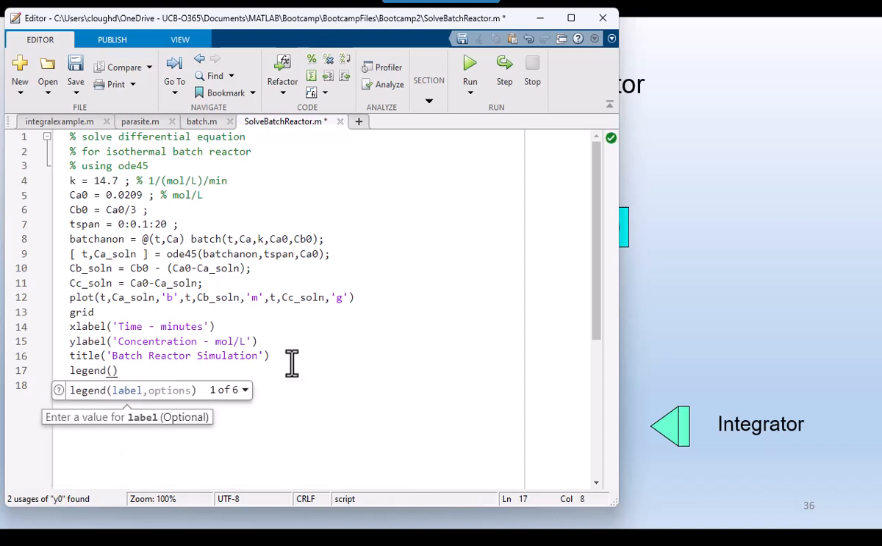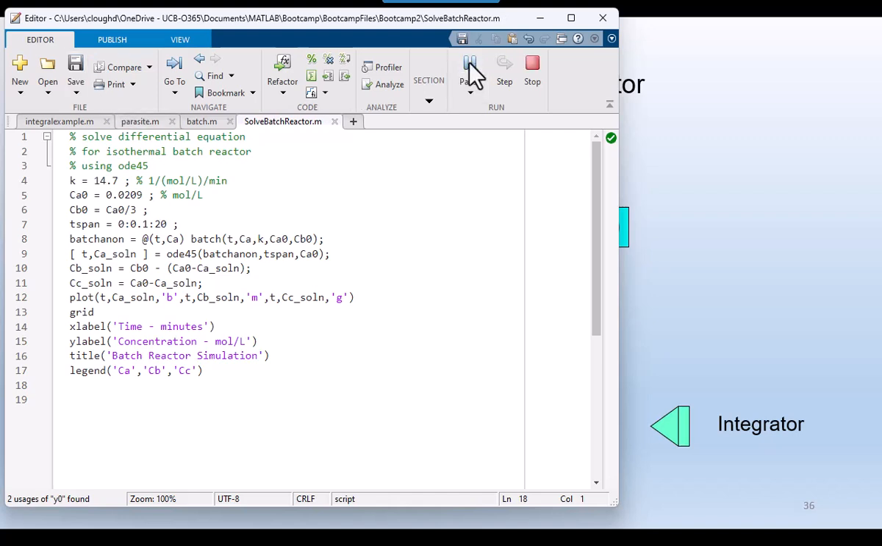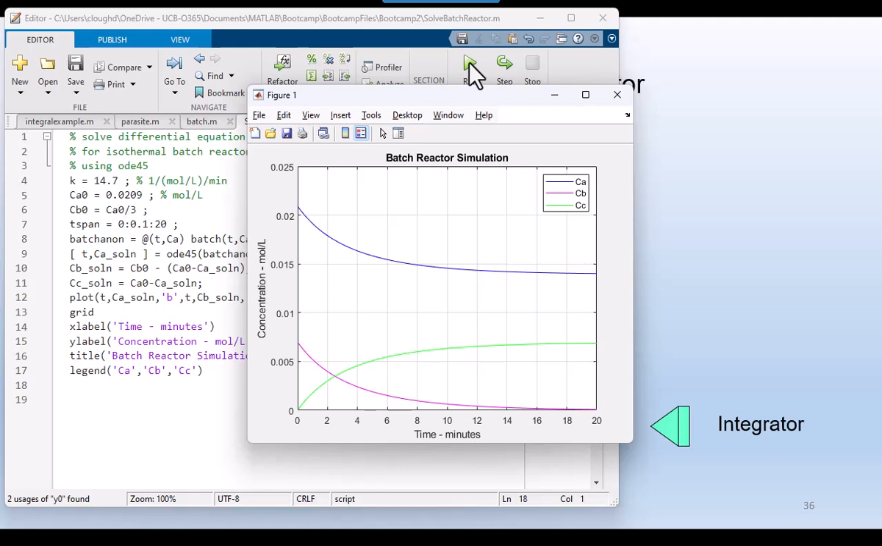a legend, and we can call this first one CA, the second one CB, the third one CC. Just add that as a feature. Save this and try to run this. And there is our solution. So the legend sort of helps us here identify the curves.